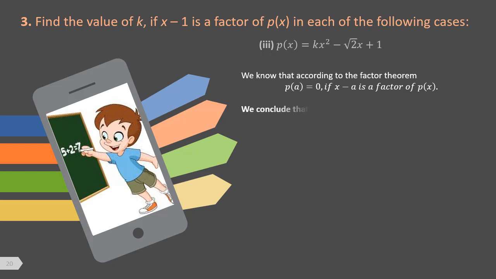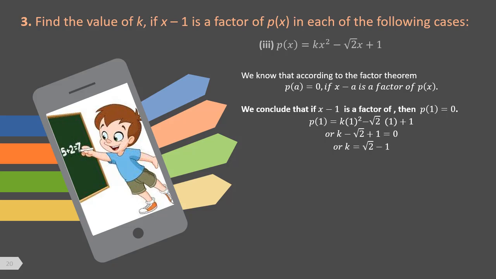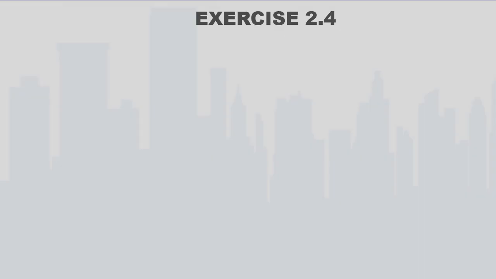At x is equal to 1 the value of polynomial p at 1 will be 0. Put 1 in place of x. So p of 1 that is k into 1 square minus root 2 into 1 plus 1. Calculate this and find the value of k. Then we get k is equal to root 2 minus 1. Therefore we conclude that the value of k when x minus 1 is a factor of p of x is equal to root 2 minus 1. Now we proceed for next question.